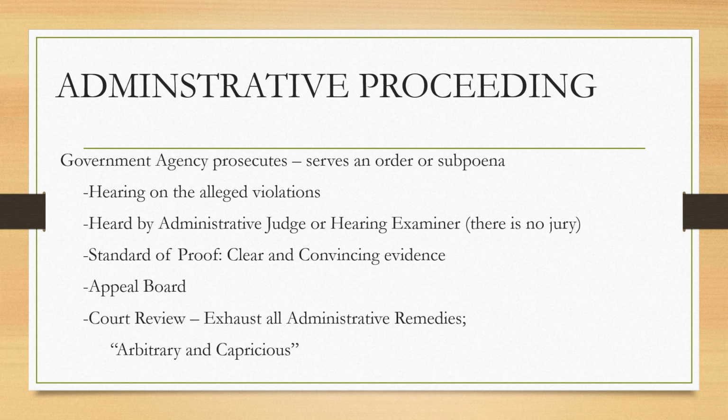The standard of proof: with our civil cases we had preponderance of the evidence, which is the lowest standard possible. Then we had criminal prosecutions, which was beyond a reasonable doubt, the highest standard of proof. In these administrative proceedings, the standard of proof is clear and convincing evidence, so it falls between those two standards. It's higher than preponderance of the evidence, but lower than beyond a reasonable doubt. That's the standard the government agency has to get over. They're the ones bringing the proceeding.